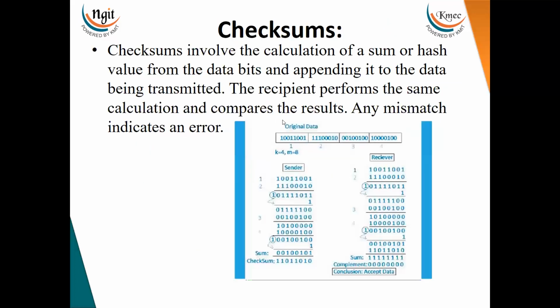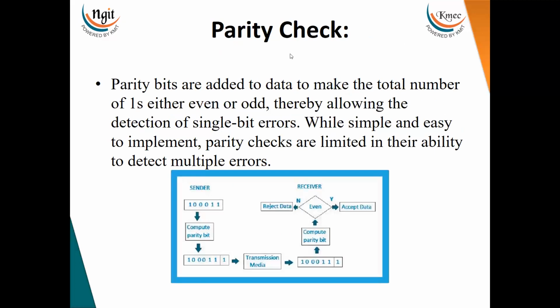And what is meant by parity bit check? Here I have a sender and a receiver. From the sender side, I am transmitting the data. To transmit the data properly, I am going to add some parity bit. Parity bits are added to data to make the total number of ones either even or odd, thereby allowing the detection of single bit errors. It is simple and easy to implement. Through the transmission media, the data is transmitted, and finally the receiver receives the data.